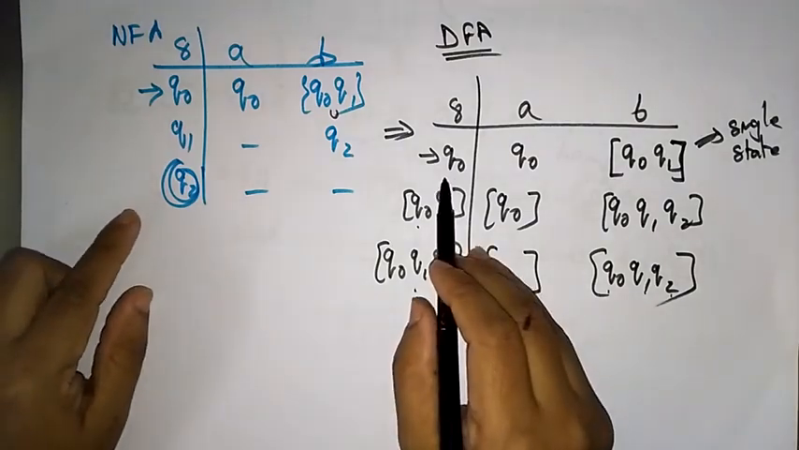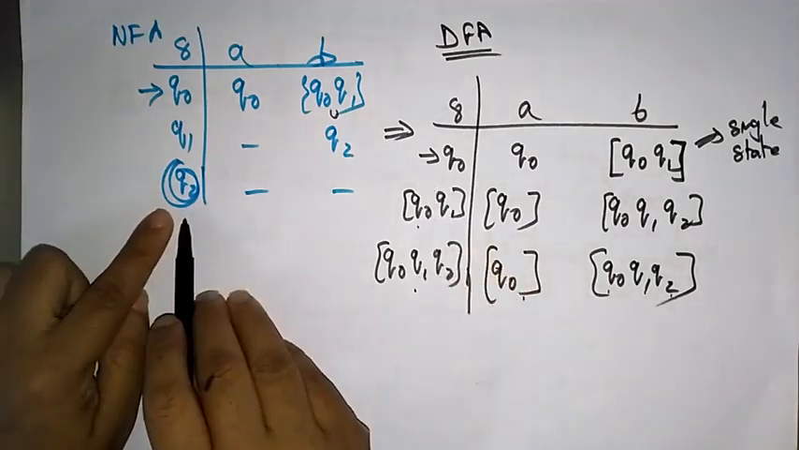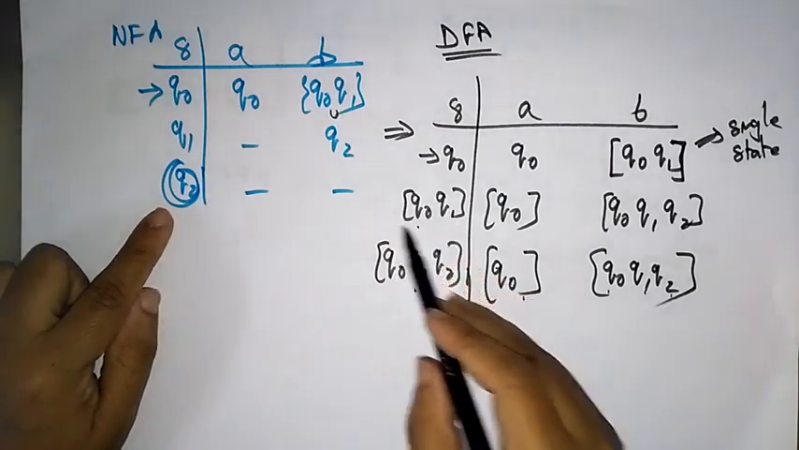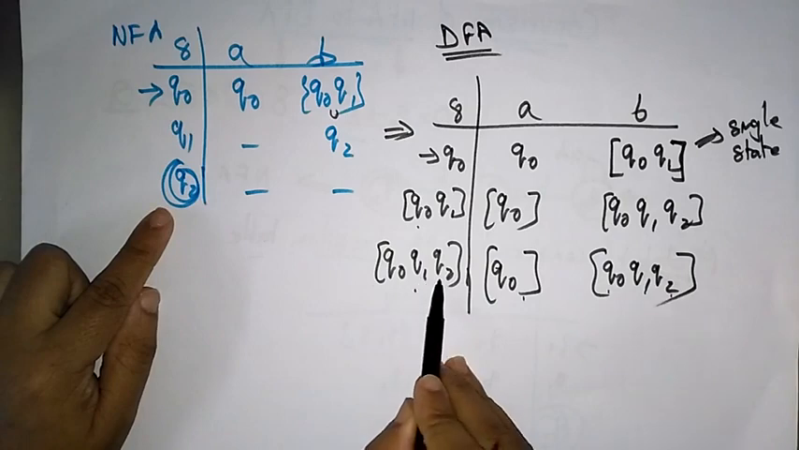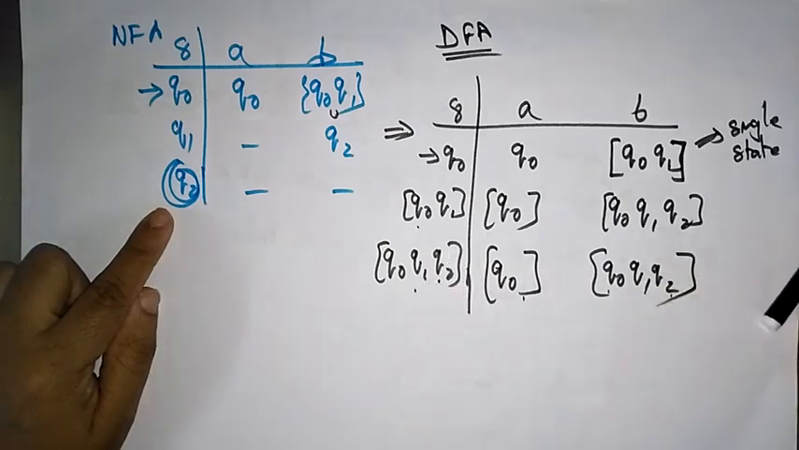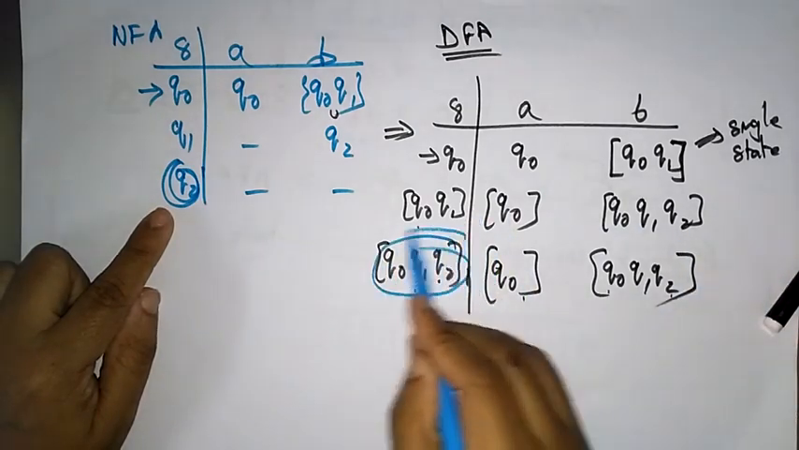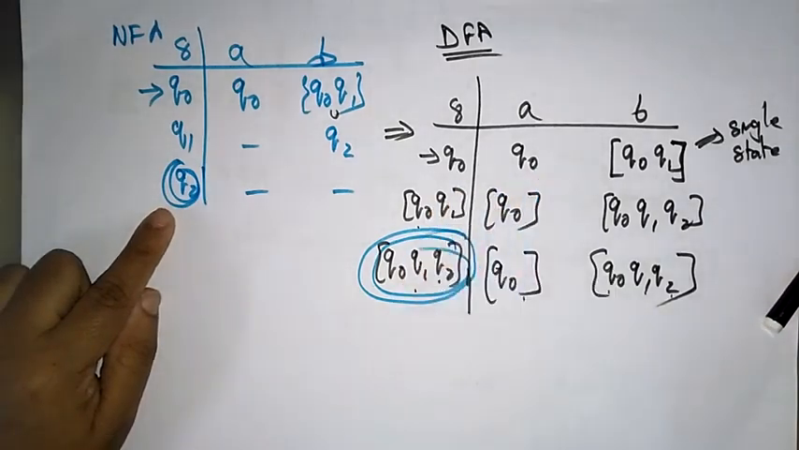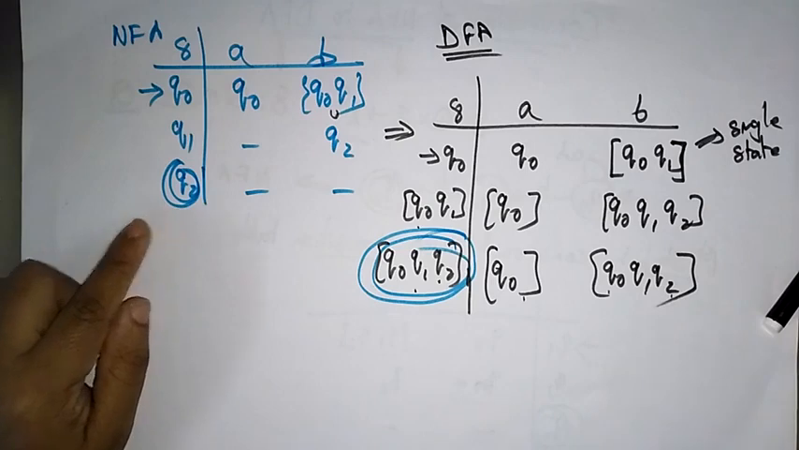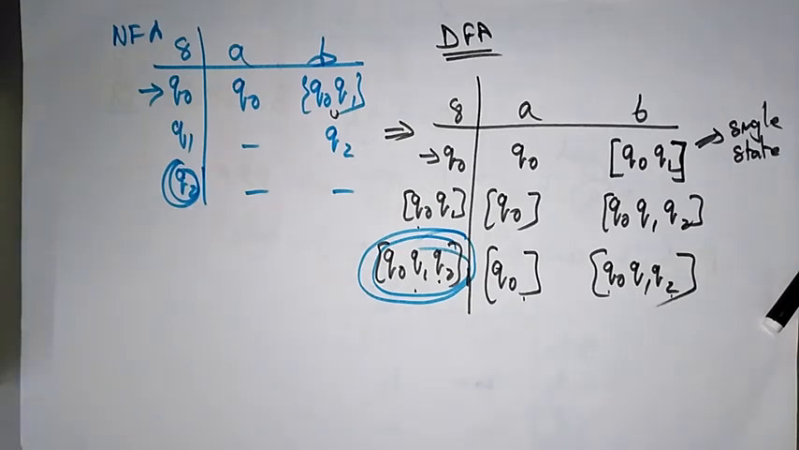Then what is the final state? Here Q0 is the initial state and Q2 is the final state. So we have to check in which states Q2 is present. Here Q2 is present, so let's take this as a final state. Wherever Q2 is present, if it is present in two states, take both as final states. So Q0, Q1, Q2 is a final state.